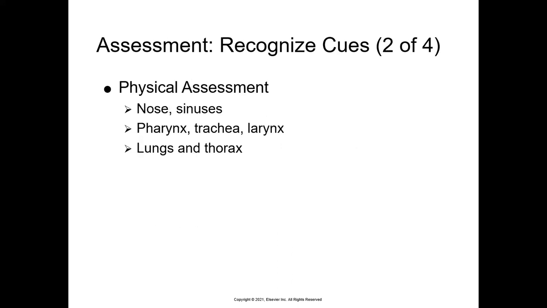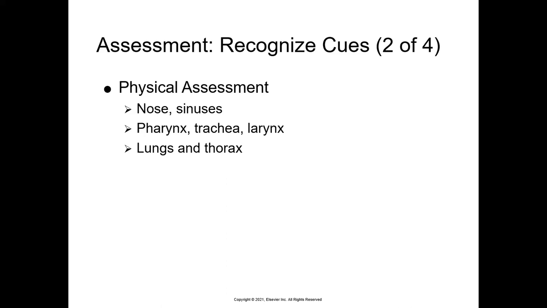So, with our physical assessment, we need to look within the nose for any kind of nasal polyps. Treatment for nasal polyps is going to be nasal corticosteroids. Look at the throat to be able to see the pharynx, the trachea, the openings, and the larynx. It's also important to assess the lungs and the thorax.